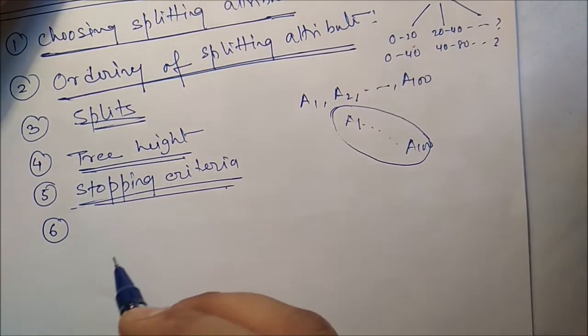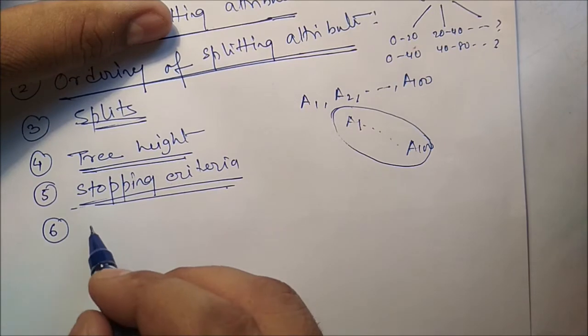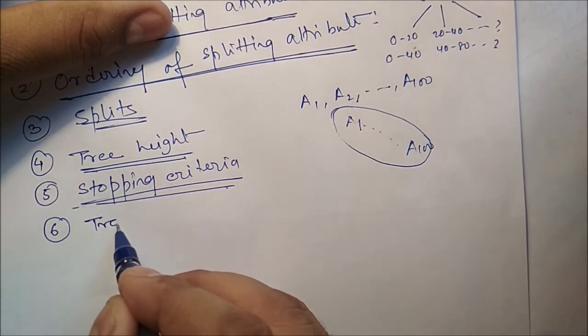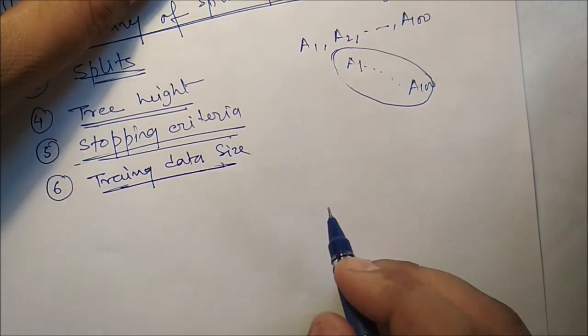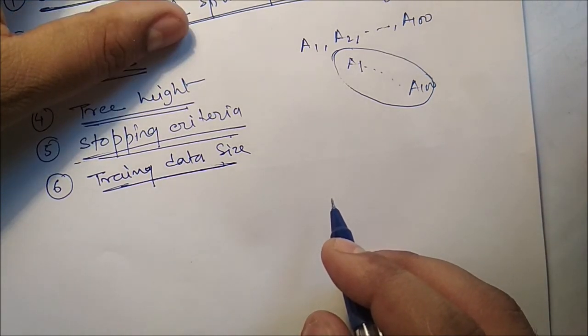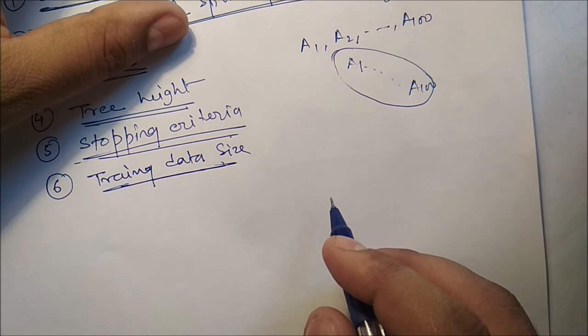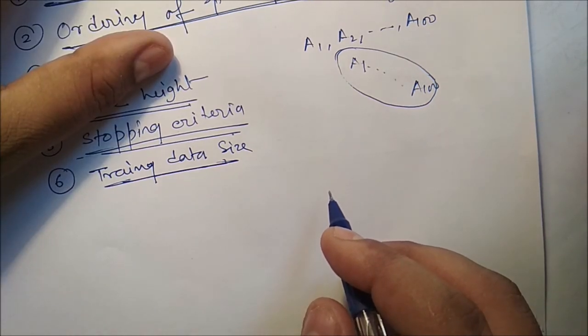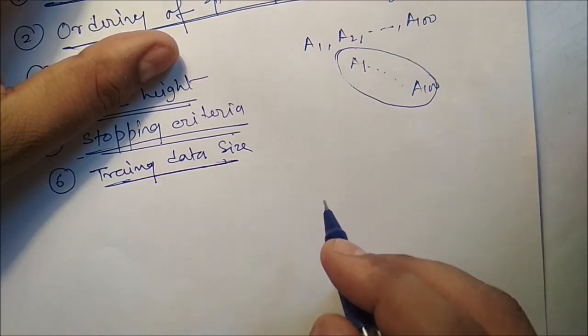Next is what? Size of the training data. Okay, training data size. So the structure of the decision tree created depends on the training data. So if the data size is low, there may be a bias problem. If the size is very large, then an overfit problem may occur.